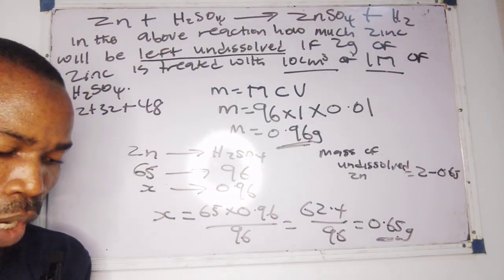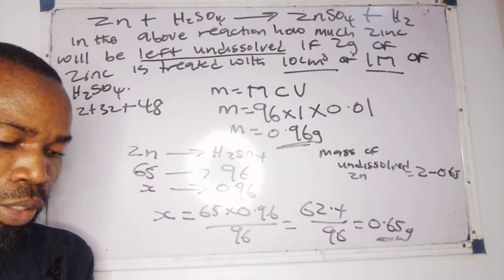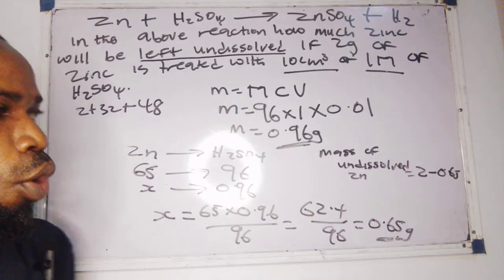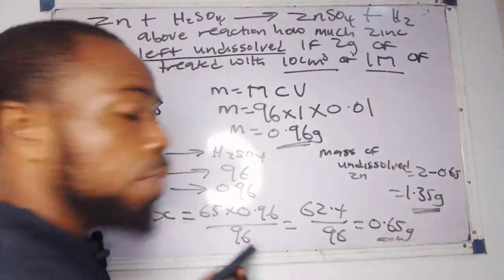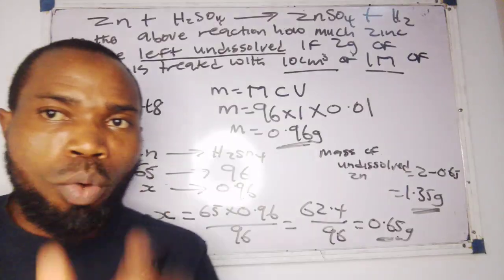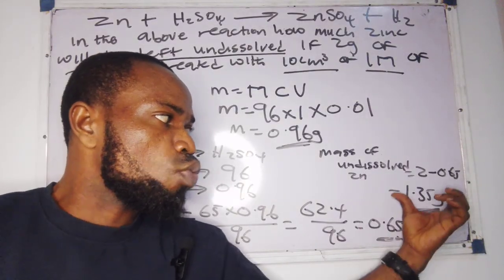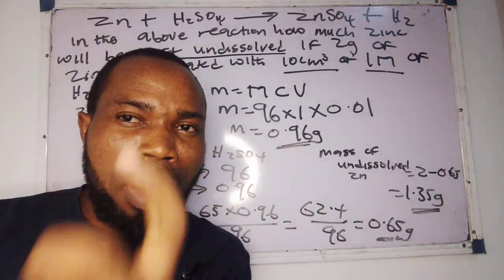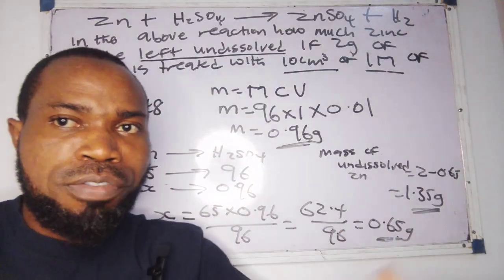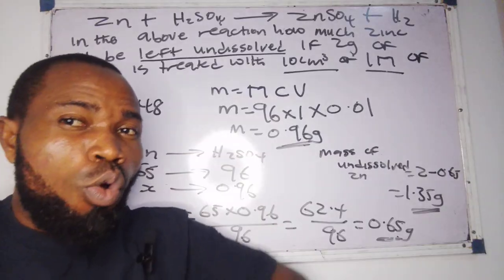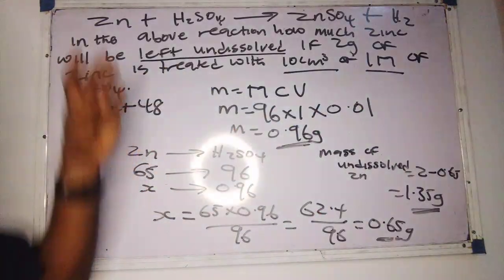So it will now be 2 minus 0.65. Now that will give me what? 1.35 grams. Check out. So you have to be very careful with the options from the question. This was in the option. So you have to be very wise. Remember, they didn't ask us to look for the mass of dissolved zinc. Instead, they look for the mass of undissolved zinc.